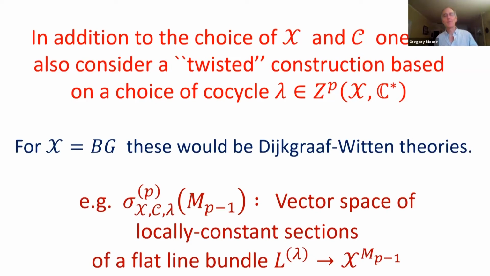And so how does this lambda change the answers? Well, it modifies them only slightly. So for example, if I were to describe the state space on a P-1 dimensional compact manifold without boundary, what I would do is instead of locally constant functions, I would consider the vector space of locally constant sections of a flat line bundle over the mapping space, where I would construct that flat line bundle, L lambda, by using the data of the cocycle, the twisting.